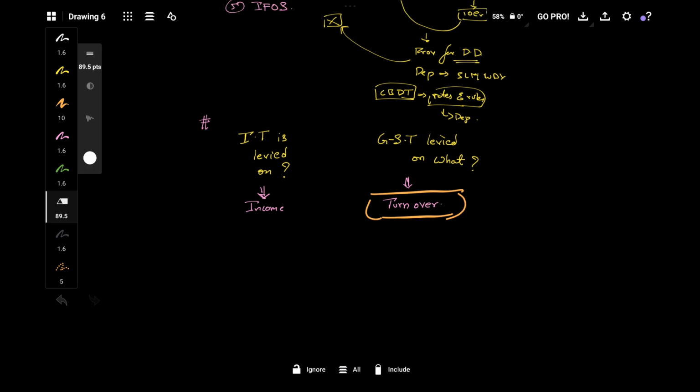Income tax is levied on income basically, and GST is levied on what? Turnover. That's the important difference we have to keep in mind.